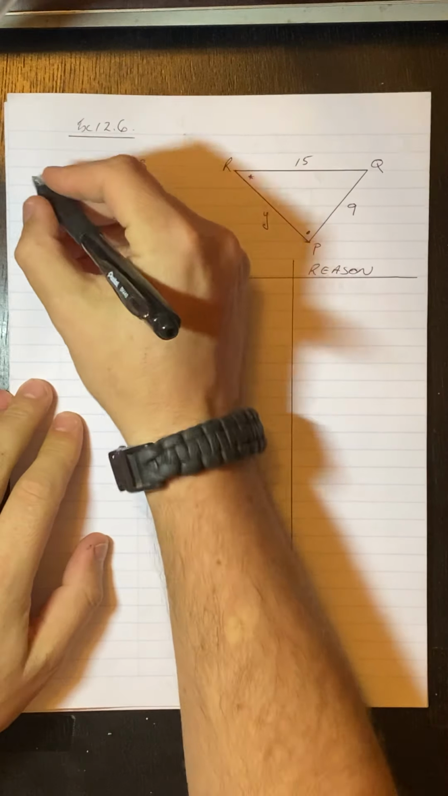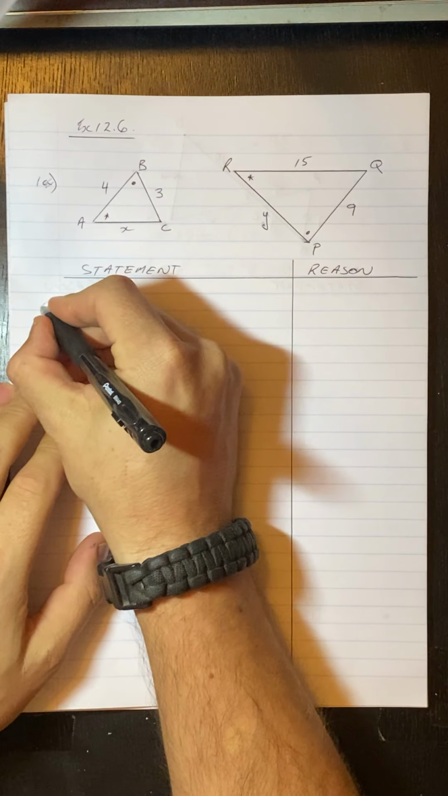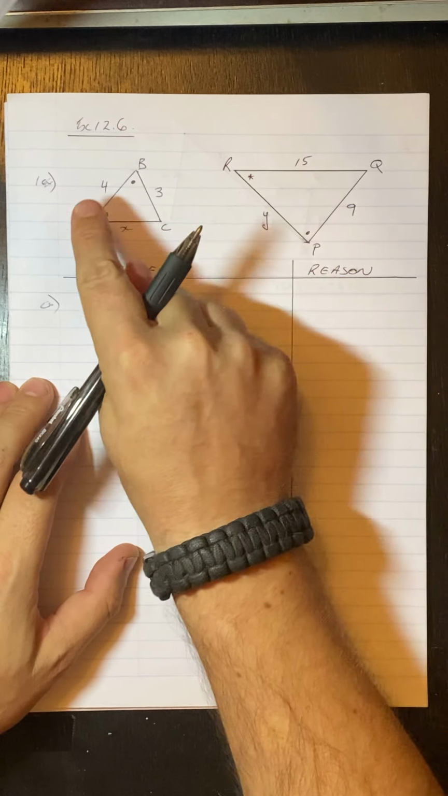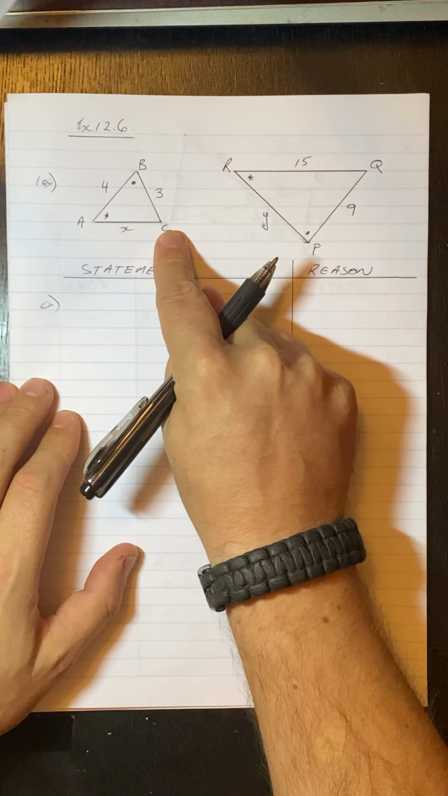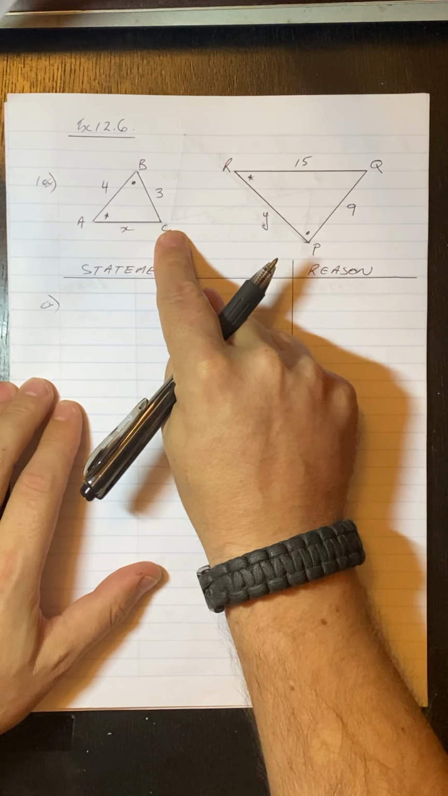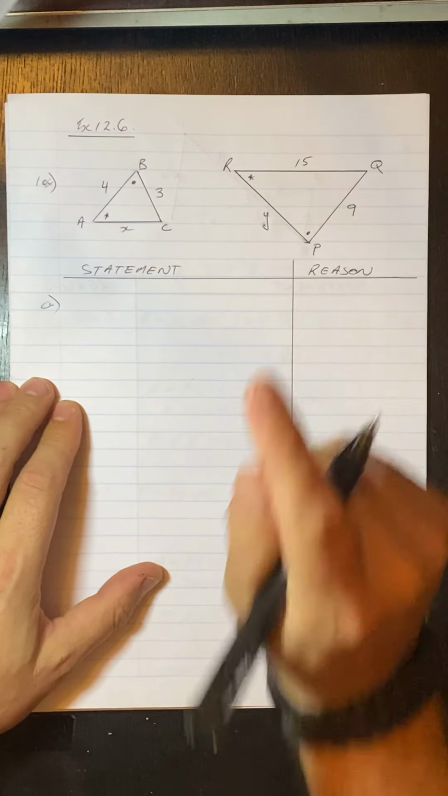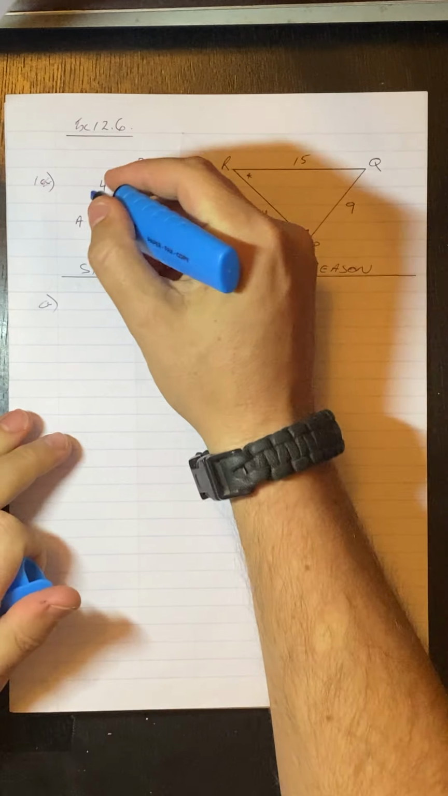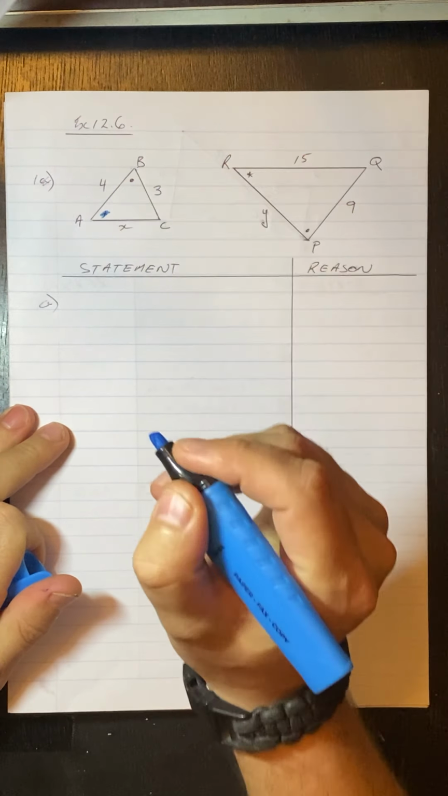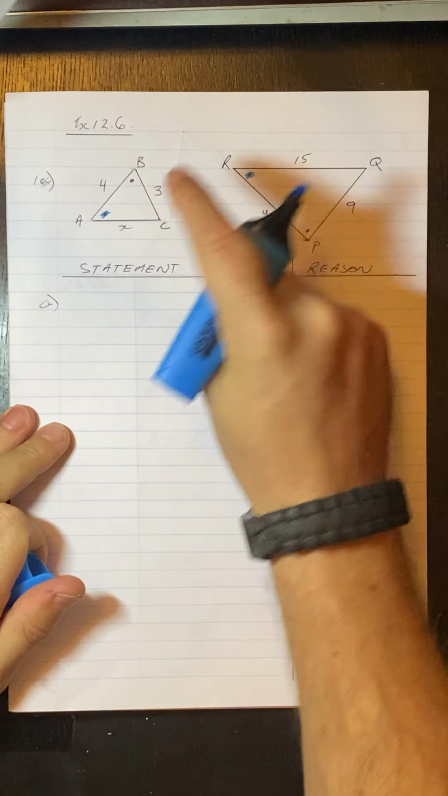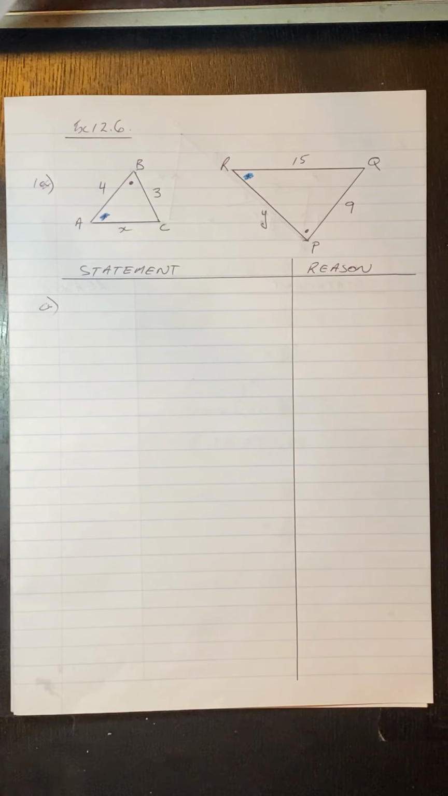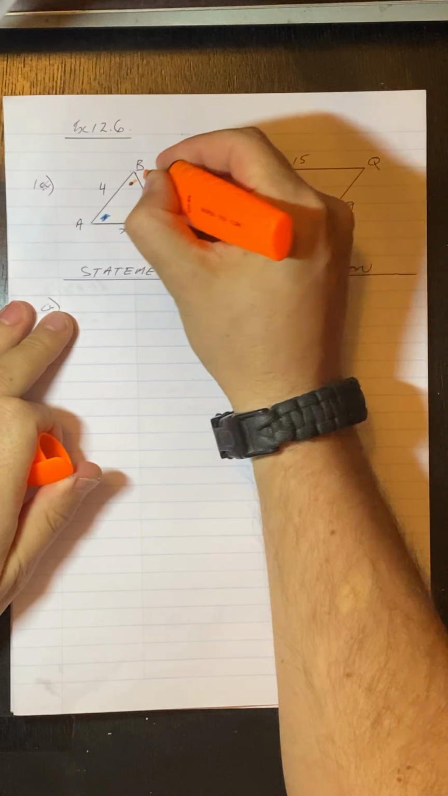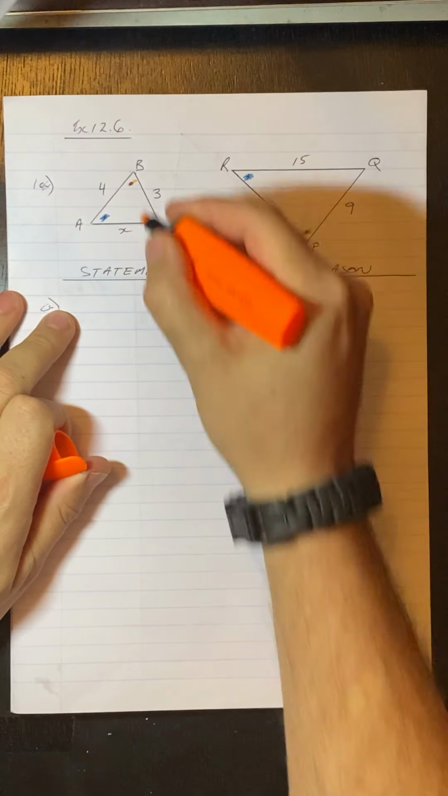So the first question here is saying, we're given these two triangles and they're saying, prove that triangle ABC is similar to triangle RPQ. Now, I just want to highlight a few things that they've given us. They've put a little asterisk over here, and I'm going to highlight that in blue. That means that that's equal to this asterisk over here. So those two angles are equal. And then they've given us the little dots. So we know that this little dot is equal to that little dot over there.